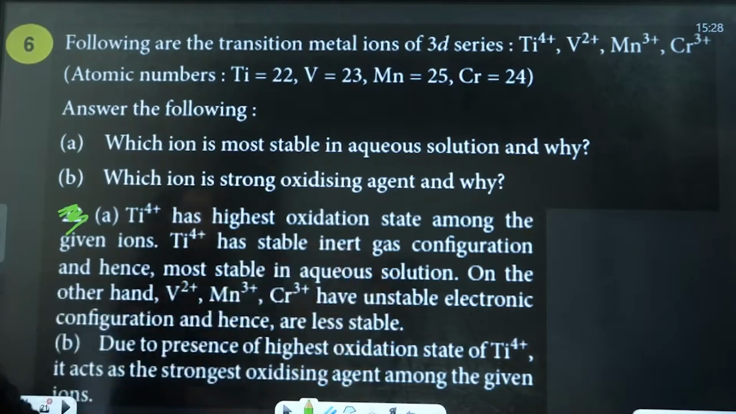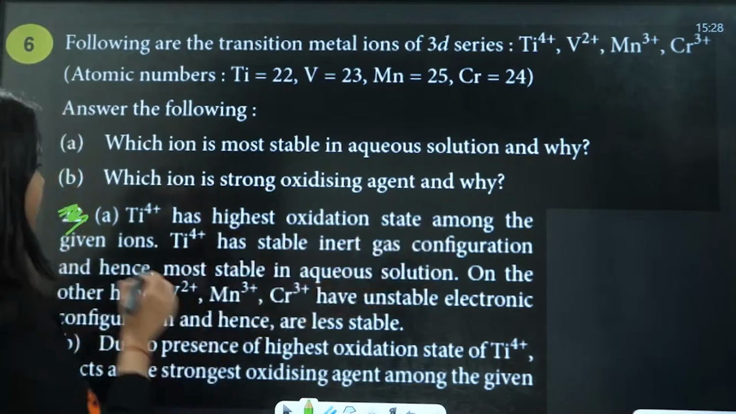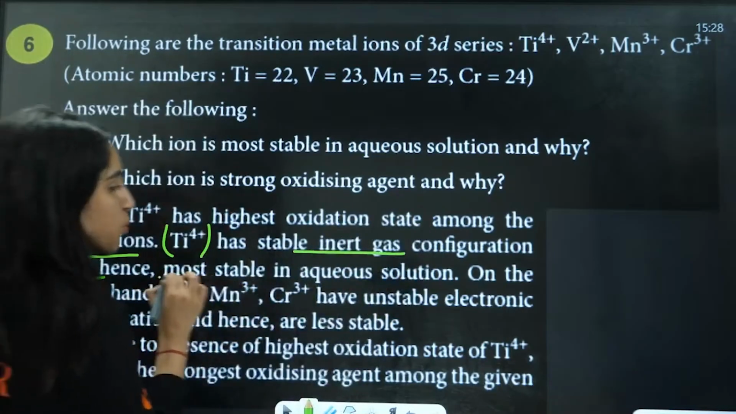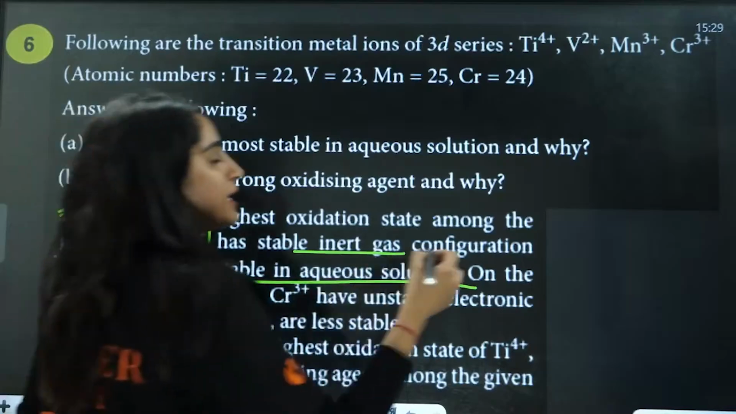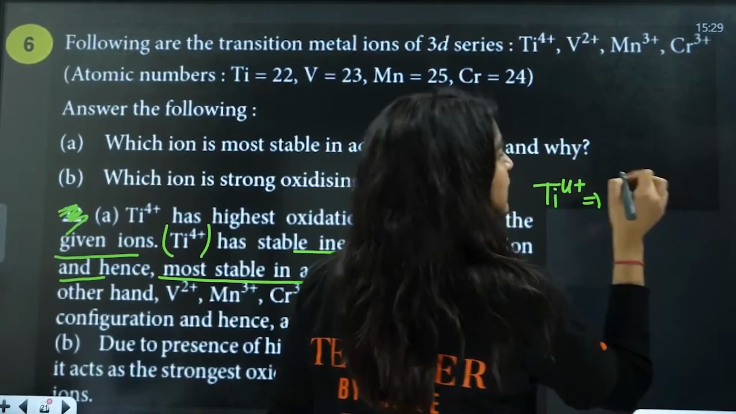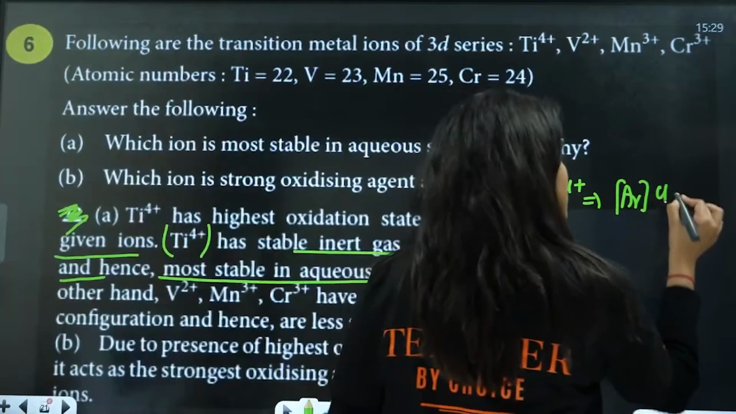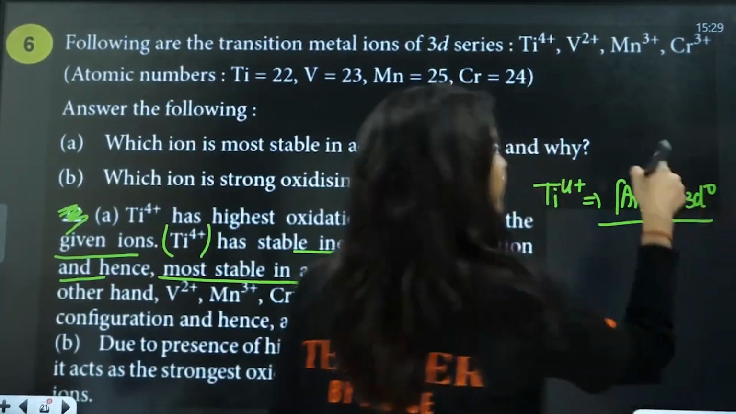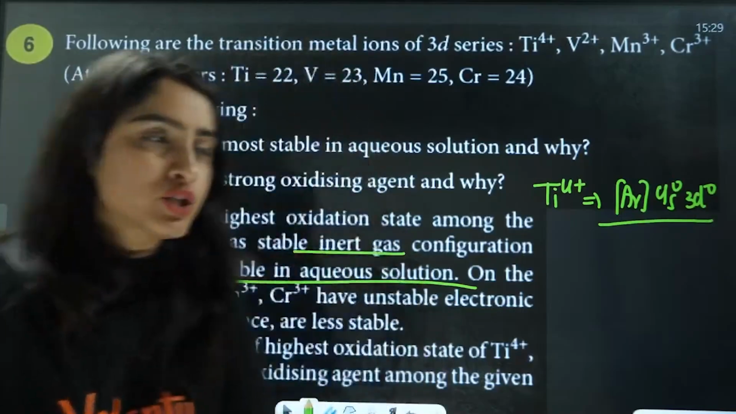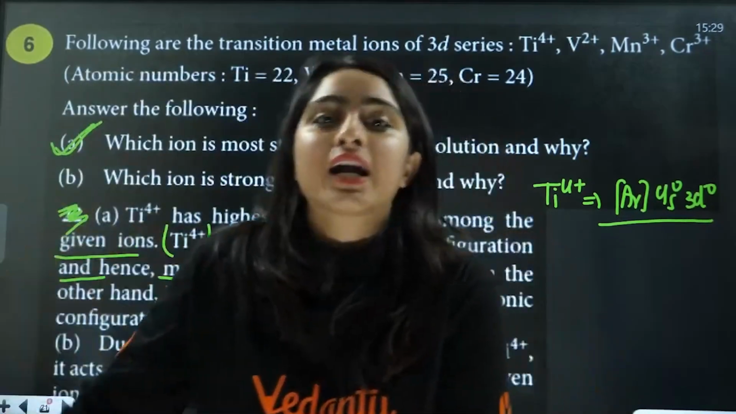In the aqueous solution, you will see titanium 4 positive has the highest oxidation state among the given ions. It has a stable inert gas configuration and hence is more stable in the aqueous solution. Let us calculate: titanium 4 positive electronic configuration is argon. Titanium is 22. After losing 4 electrons, it will be 4s0 and 3d0. Because of this noble gas configuration, it will be more stable in the aqueous solution. It doesn't want to react with anything.